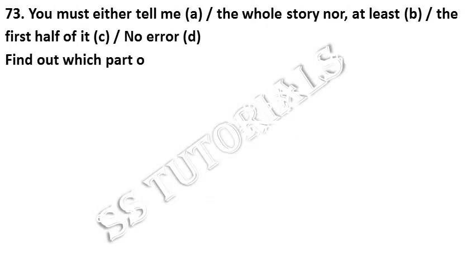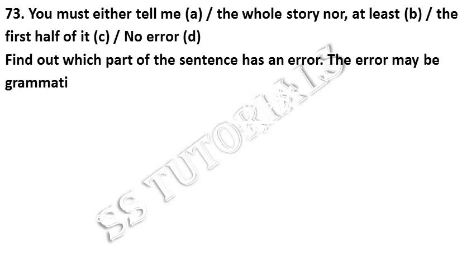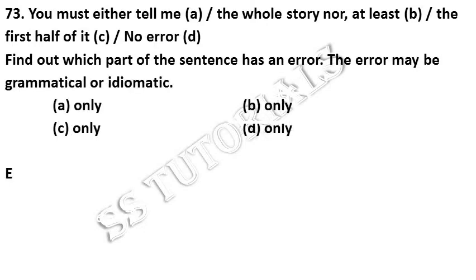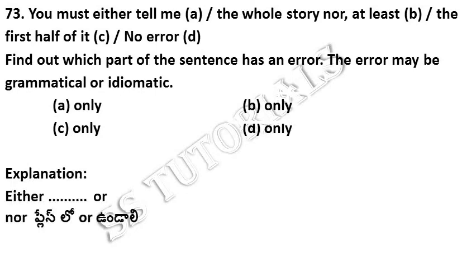You must either tell me the whole story nor at least the first half of it. No error. Find out which part of the sentence has an error. Answer: B only.